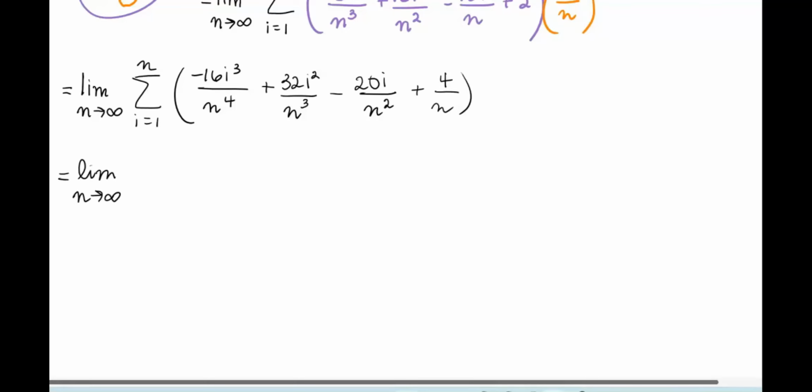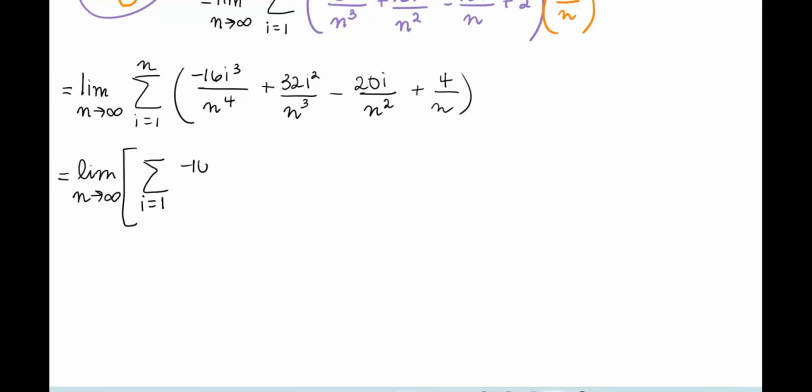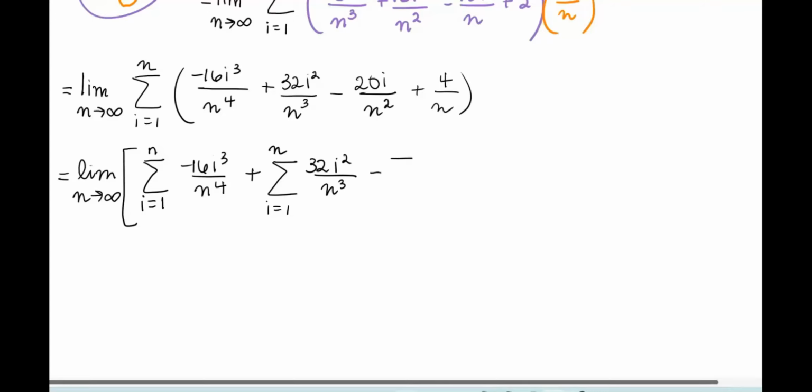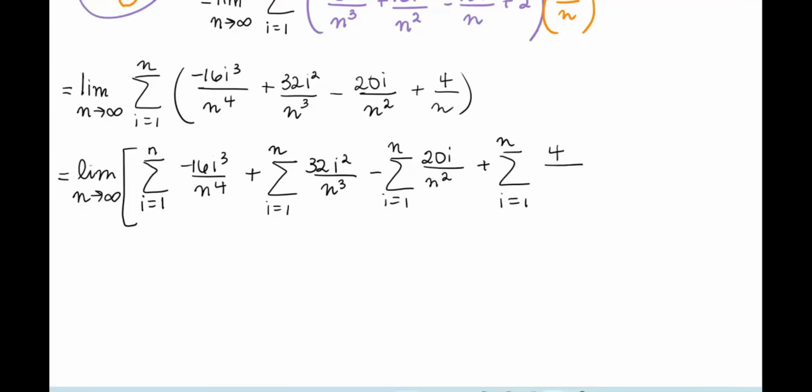This is the limit as n approaches infinity of, inside our first sum, the sum from I equals 1 to n of negative 16I cubed over n to the 4th. And then there's another sum. After seeing this example, the example we did in class, and especially after you finish the examples on your classwork, because I've already had some conversations with some of you about how this works, you'll see that you don't necessarily have to write it out like this every single time, but I want you to understand what's happening here.